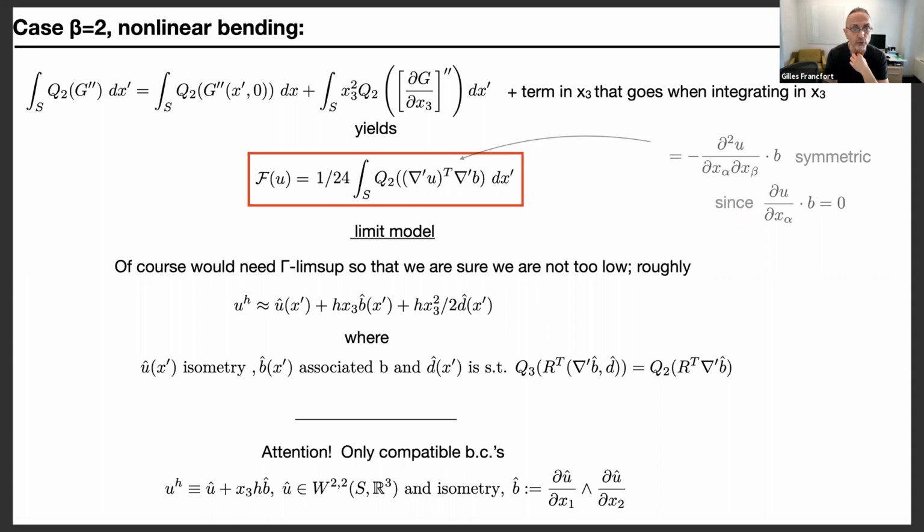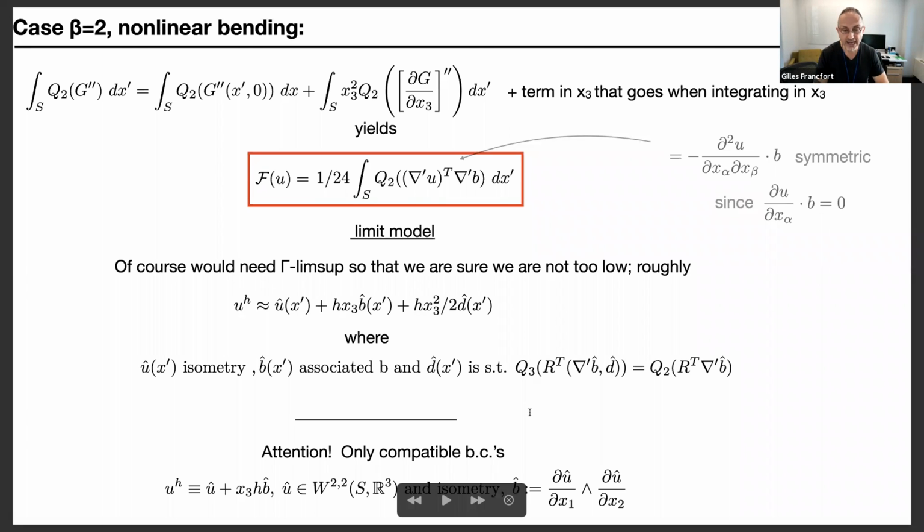So the result of Friesecke-James-Müller is what I framed in red. So it involves a quadratic form. So it's a nonlinear bending model. It's quadratic, but it's quadratic in terms of the second form, which is not a linear expression in terms of u. So this is the result for the case beta equals 2.